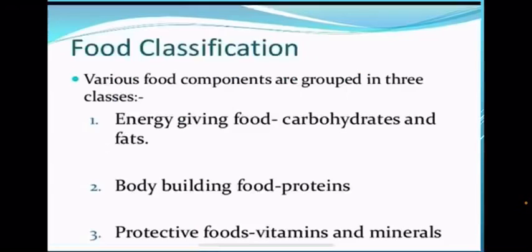Various food components are grouped in three classes: energy giving food like carbohydrates and fats. So the food items which contain carbohydrates and fats are called energy giving foods. Second is body building food, proteins. Food items that contain a good amount of proteins are called bodybuilding foods.